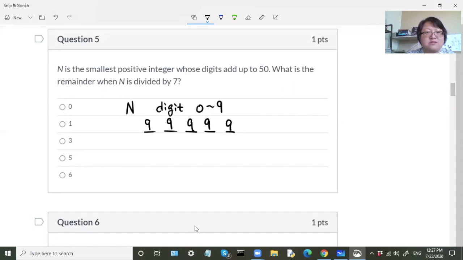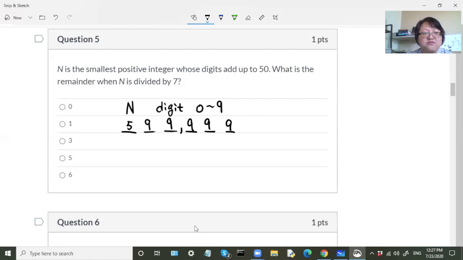Okay, so then we have 5 and 9s that add up to 45. So we still need a 5. Because n is the smallest positive integer, let's put a 5 in this place. So then we have 599,999. So that is the smallest positive integer, and the digits add up to 50.